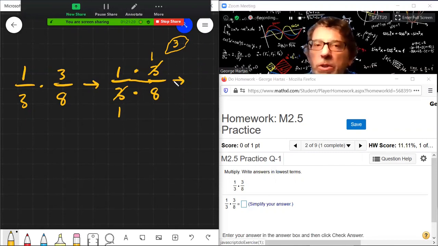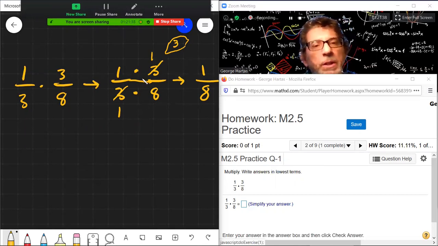See, now we reduce this, now multiply across. So what do we have? 1 times 1 is 1. 1 times 8 is 8. So 1/8 is the fully reduced answer.